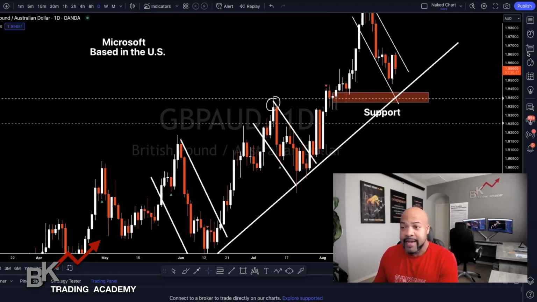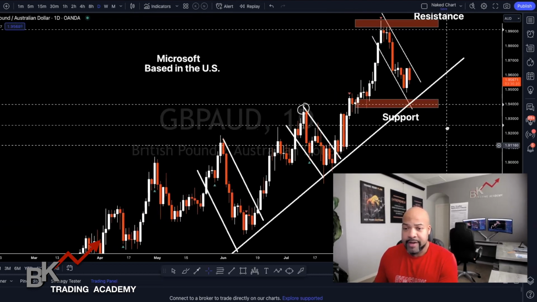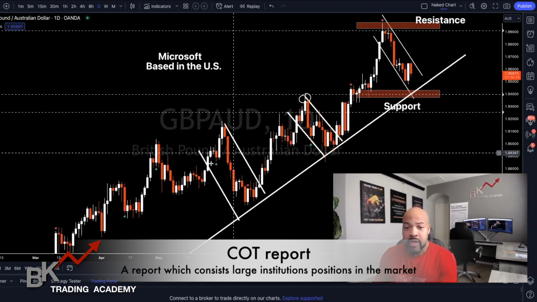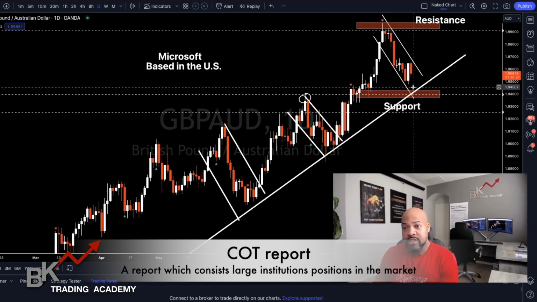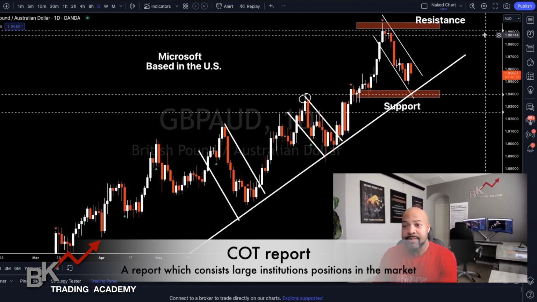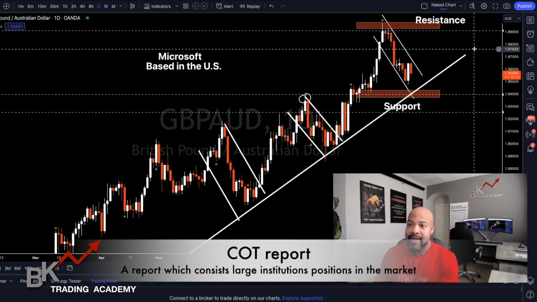So that being said, I want to show you here the commitments of traders report that can support what's going on and how this trend is going to continue to the upside before reversing to the downside.